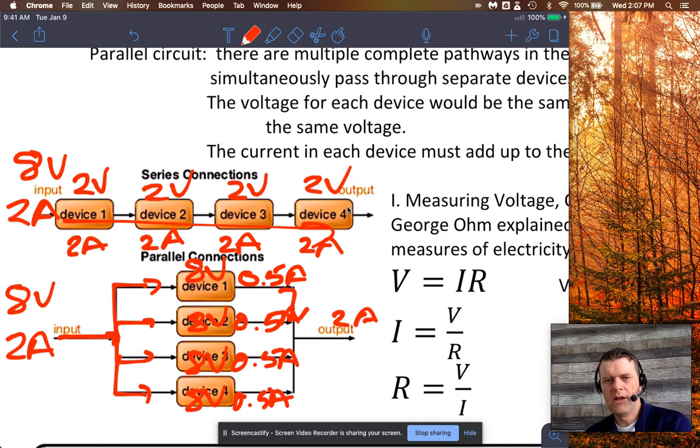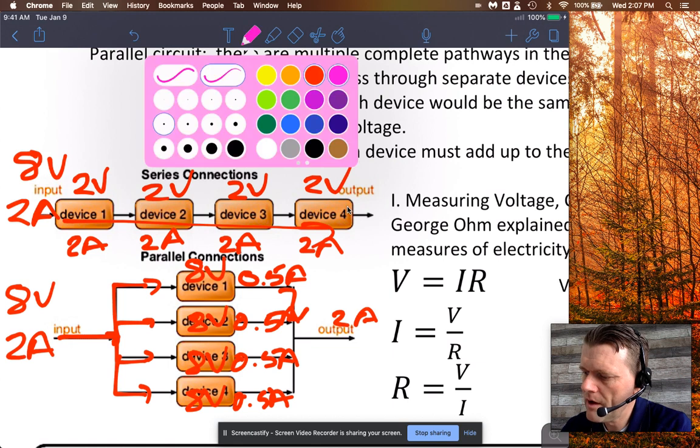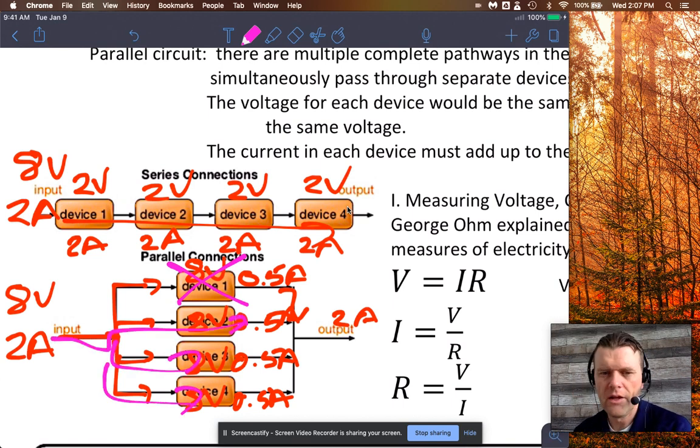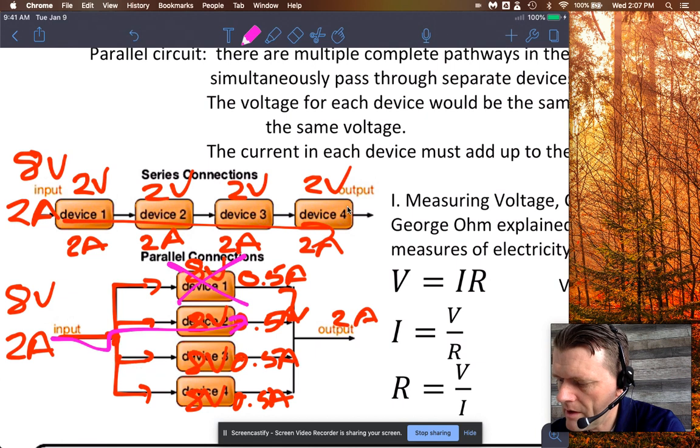And as some of you may remember, for parallel circuits, if we were to cut out one of these, let's say that device failed, well, there's still complete pathways for the other three, and so the other three will stay on, and the device one in this case will shut off. So not the case though with the series circuit.